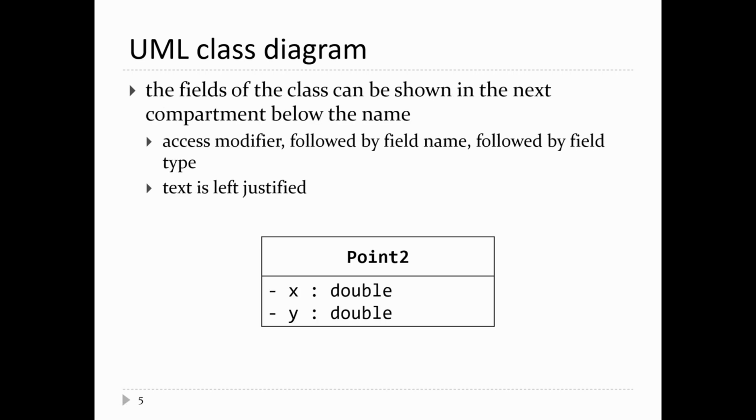If you have a need to, you can then show the fields belonging to the class in a box below the box containing the name. So our point2 class, you can see here, has two attributes or two fields of type double. Their names are x and y. The minus sign here indicates the access modifier, and so the minus indicates that it's private in our class. So notice again that the language is not exactly the same as Java, because the UML language is not Java specific.